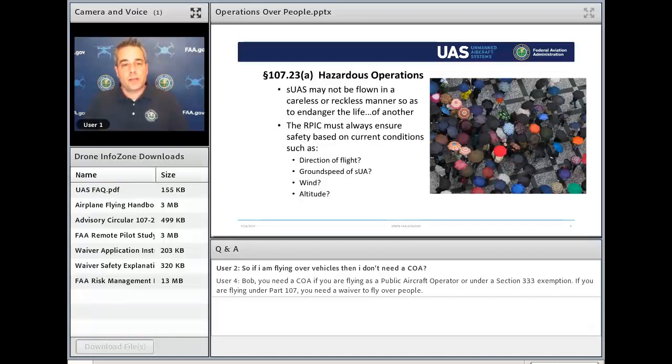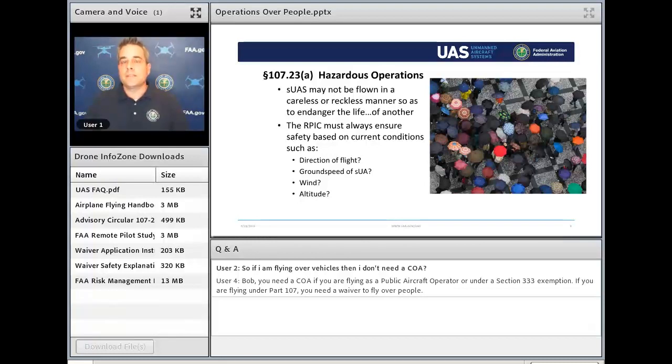While that's true to meet the requirements of 107.39, let's keep in mind that as a remote pilot in command, you also have to comply with 107.23a, which details hazardous operations. 107.23a states, a small unmanned aircraft system may not be flown in a careless or reckless manner so as to endanger the life of another.